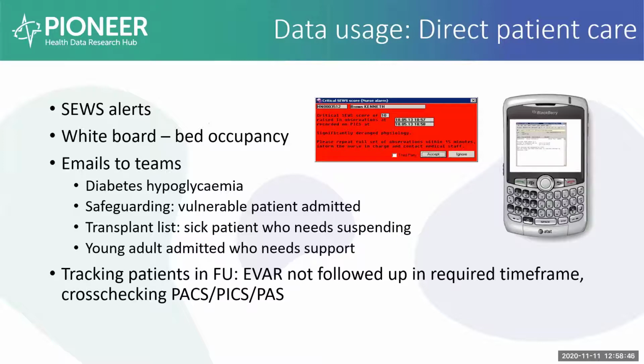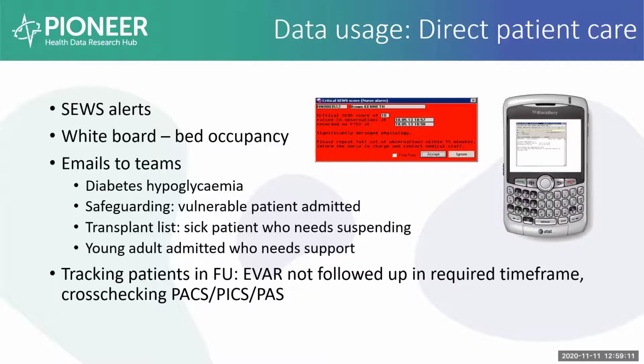We need to know our immediate bed occupancy. And then, for example, there's lots of ways of messaging out of the EPR. For example, when a patient becomes very low in sugar, the diabetes team want to know, the safeguarding team wants to know when a vulnerable patient is admitted to the hospital, the transplant teams want to know when patients are too sick to be transplanted and should be suspended temporarily on transplant lists, etc., etc.